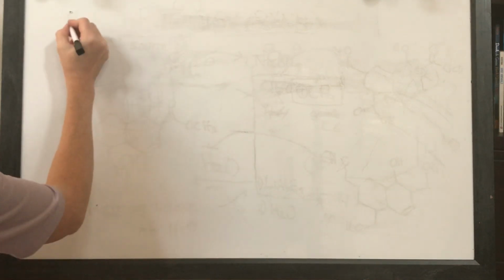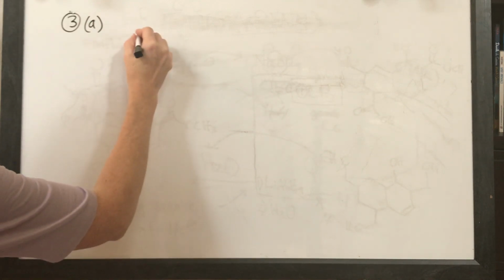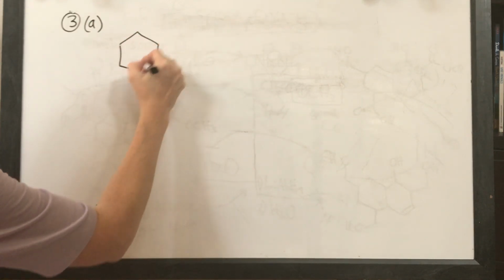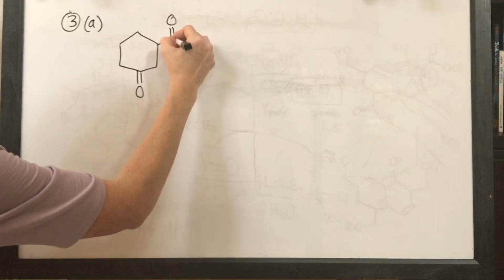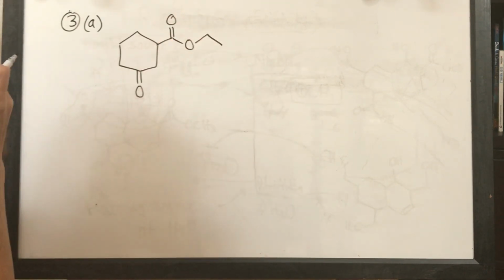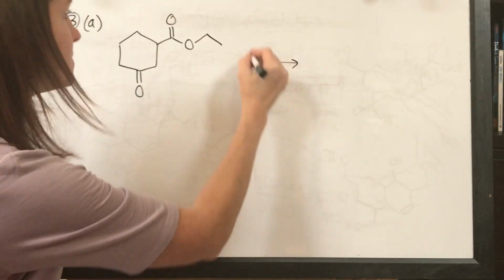Okay, so number 3 on the worksheet basically asks us to predict the products in the different reduction reactions that are shown. So 3A, we start with a compound like this. So the key thing to do in these reduction reactions is to know which reagents do what and to be able to identify your functional groups.